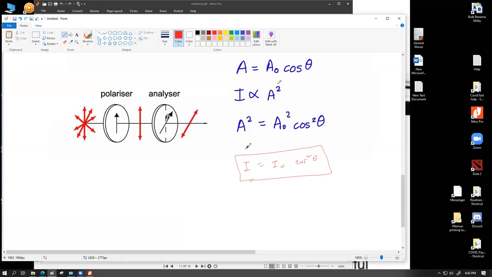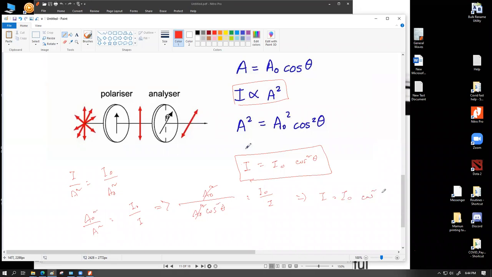So how does this come in? Here, have a look, I is proportional to A squared. Since they are proportional to each other, I by A squared equals I naught by A naught squared. So we can write A naught squared divided by A squared equals I naught by I. If I replace the A squared value, this would be A naught squared cos squared theta. On the top you get A naught squared, and if you do the cross multiplication, you are going to get I equals I naught cos squared theta.